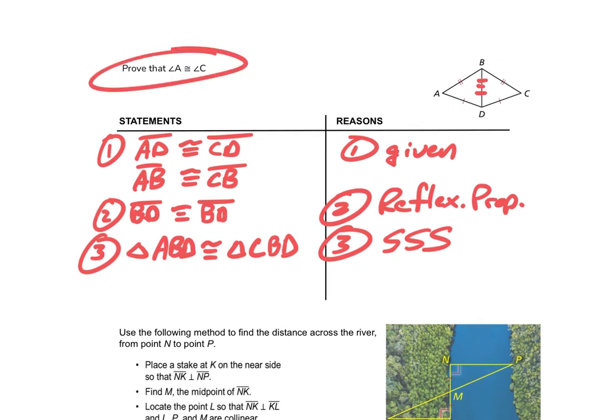This is what we're trying to prove. Whatever we're trying to prove has to be our last statement. So if it said, let's prove these 2 triangles congruent, we'd be done. But it doesn't. It says, let's prove angle A is congruent to angle C. What are we going to have to use here? How are those 2 angles congruent?